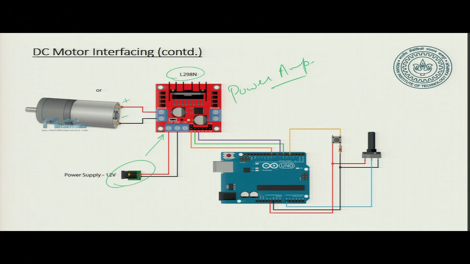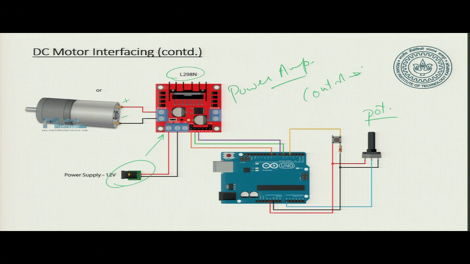Now, what we are doing here is that we are taking the output from here from the Arduino and then giving it to the power amplifier. From the power amplifier, the power is going in there, and to control how much is going to go in, we basically have a potentiometer. Okay. So, by rotating this potentiometer, you can actually control how much voltage is going to go into the DC motor.